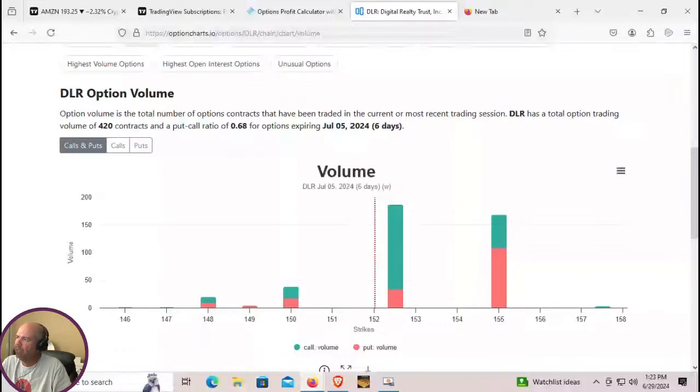Okay, let's see the next earnings. Let's see if we find it over here. DLR.